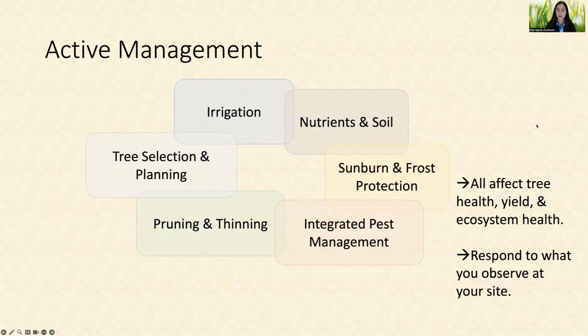And, similar to what I was saying about soil health earlier, these are all interconnected, overlapping. It's easy to present them in these different sections, but ultimately in the real world, they interact with each other. They all affect tree health, yield, your fruit production, and the ecosystem around you. So you just want to make sure you're responding to what you observe at your site, since there are a lot of interactions and a lot of variability between different sites.